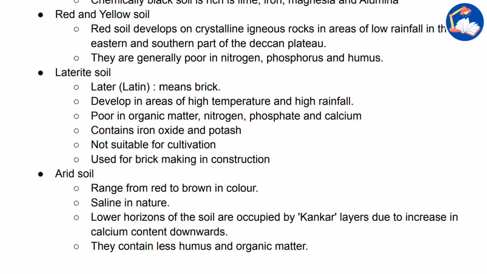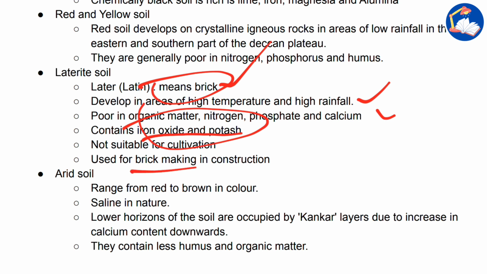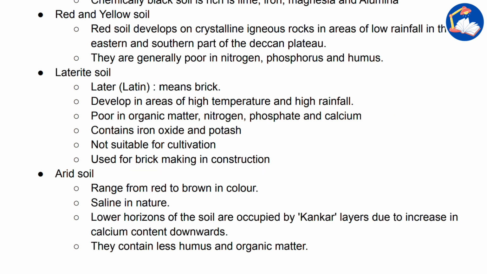Laterite soil. Later means brick. Okay, it develops in areas of high temperature and high rainfall. Poor in organic matter, nitrogen, phosphate, and calcium. Contains iron oxide and potash. So it's actually red in color. So why is this red in color? Because of the presence of iron oxide and potash. Not suitable for cultivation. So it is basically found in southern regions, or we can say in areas of Kerala and all, where it is mainly used for construction activities. It is made into bricks. Okay, used in brick making in construction.